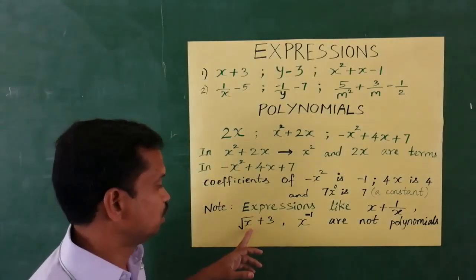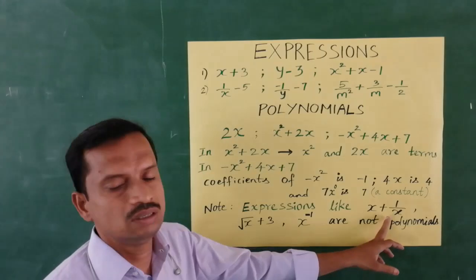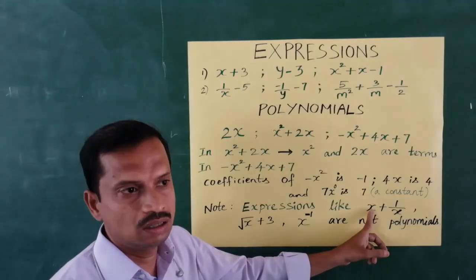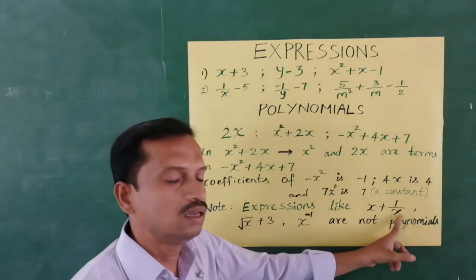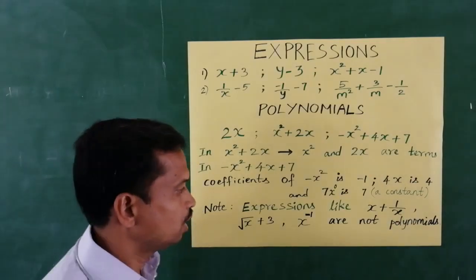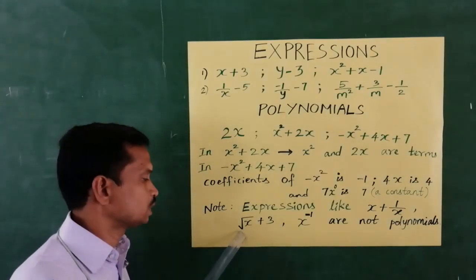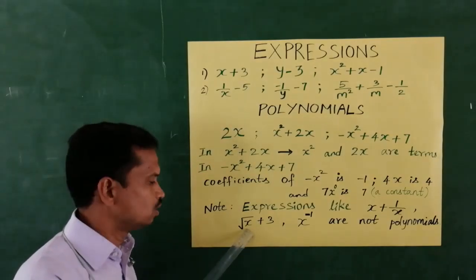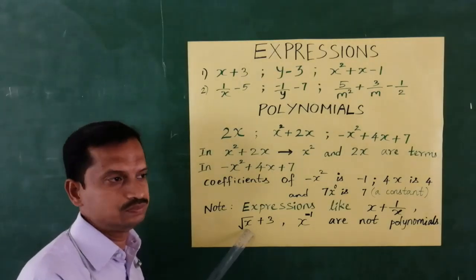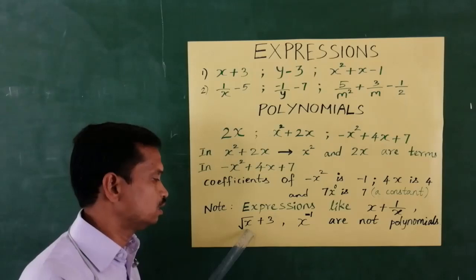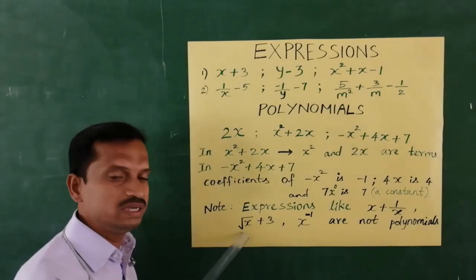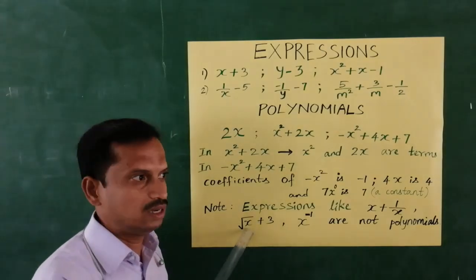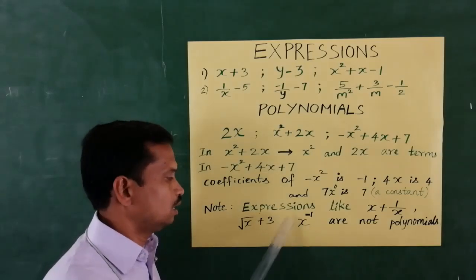Because the exponent of the variable in each expression, x plus 1 by x, you see here the exponent is 1, but here you get x power minus 1. And you see here root x plus 3, root x, if you write in exponent form, root x becomes x power 1 by 2. That we have learned in the first chapter, number system. So root x means in exponent form x power 1 by 2. So here the exponent is not a whole number, and plus 3 is a constant.